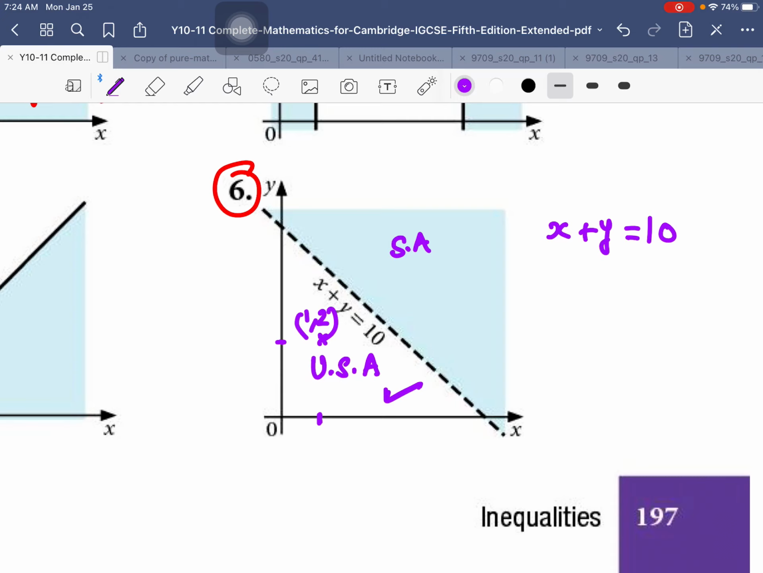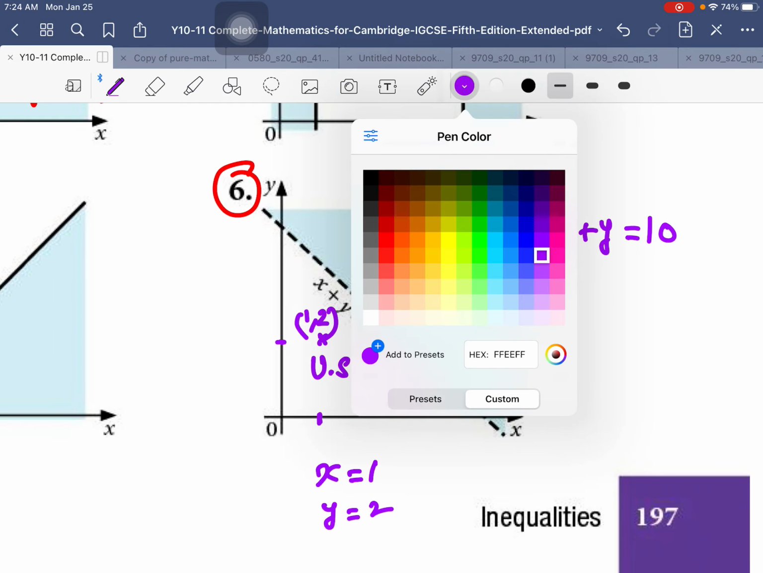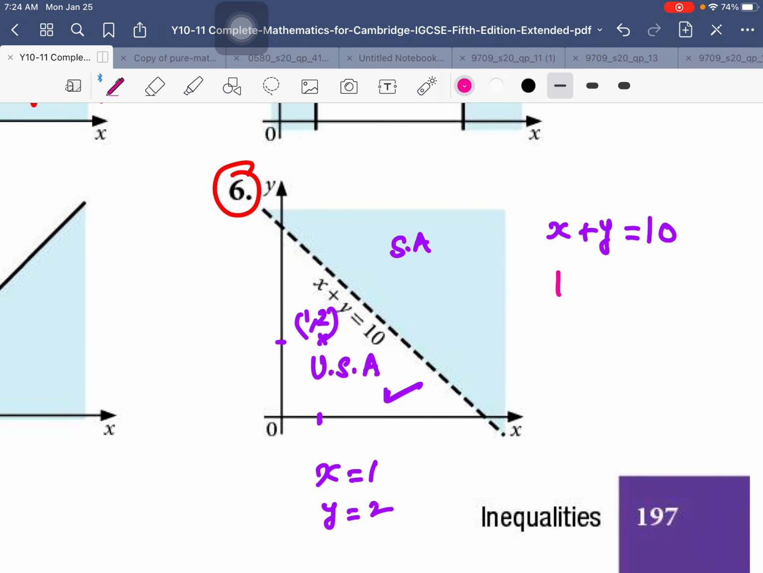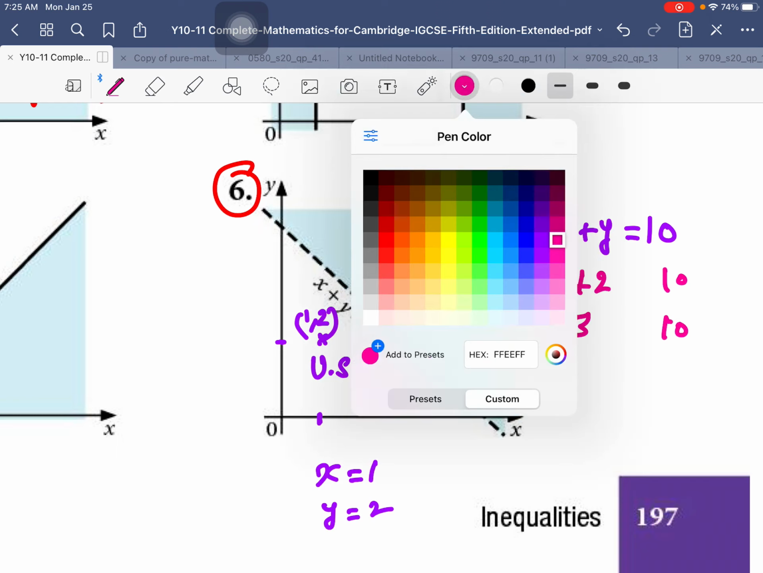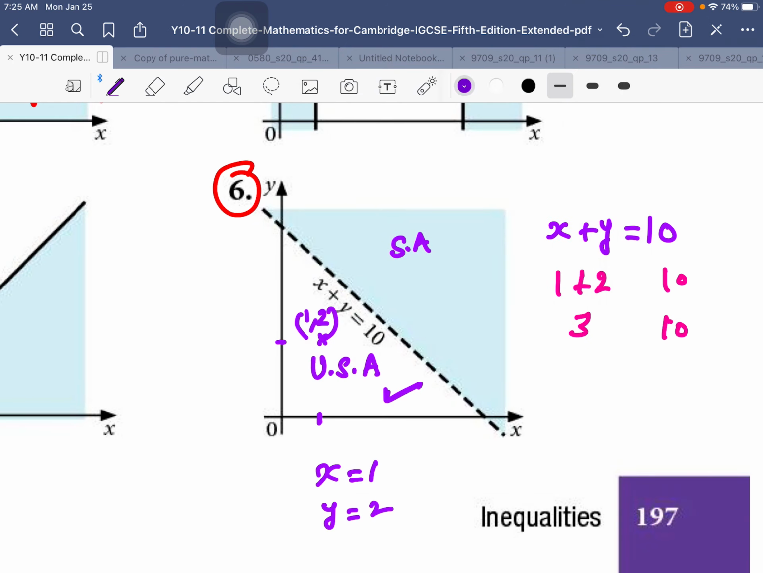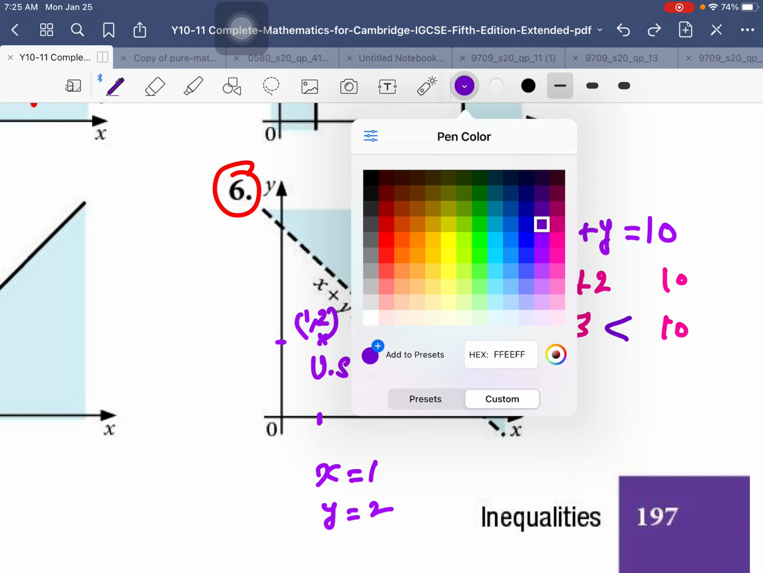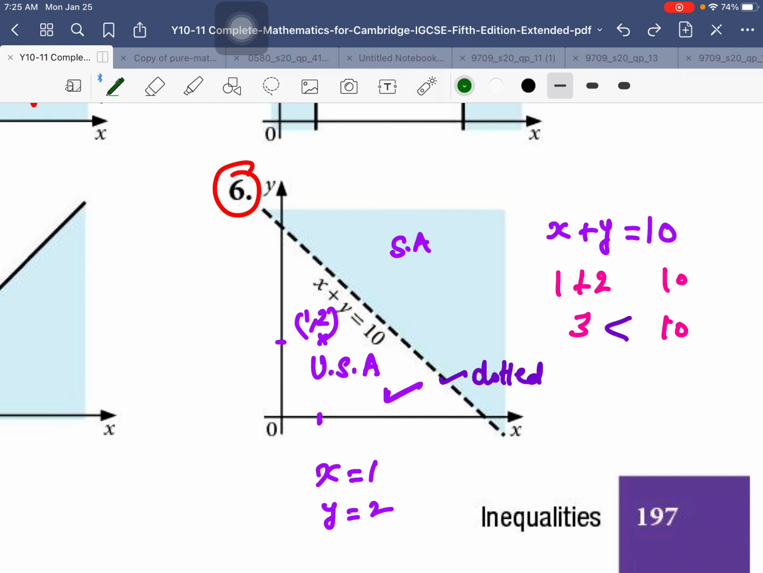So I'm going to plug in x equal to 1, y equal to 2, and see what happens to that equation. X equal to 1, y equal to 2. You get 3 on the left side, 10 on the right side. Obviously, 3 is less than 10, but this is a dotted line. We should not write equal. So 3 less than 10 describes this unshaded area. We can write it like this: x plus y is less than 10. This is the unshaded area, so that's the answer.